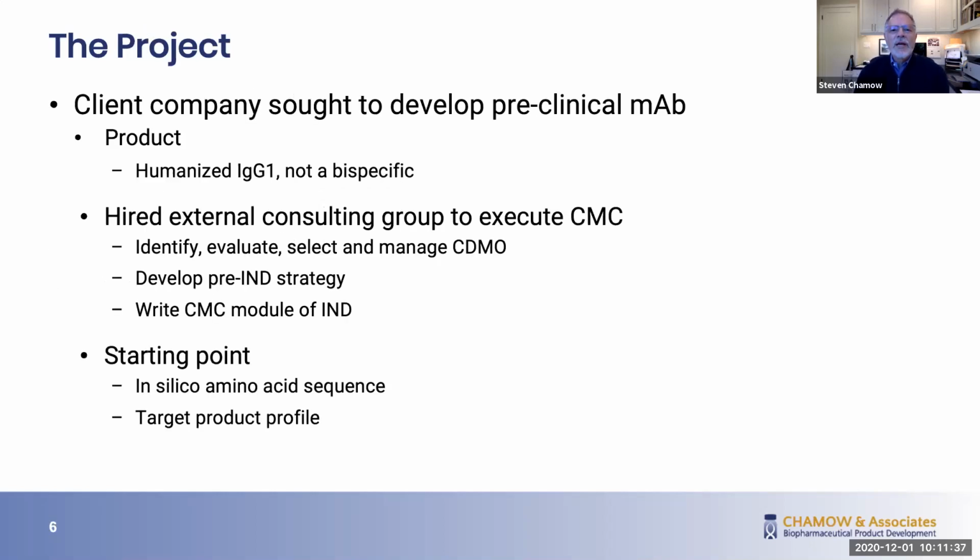So the project that this sponsor is working on is a preclinical monoclonal antibody. Now, the topic, as we have indicated, is bispecific development. But in fact, what we would like to do is talk to you about this humanized IgG1 project. It is not a bispecific, but the development program is very similar.